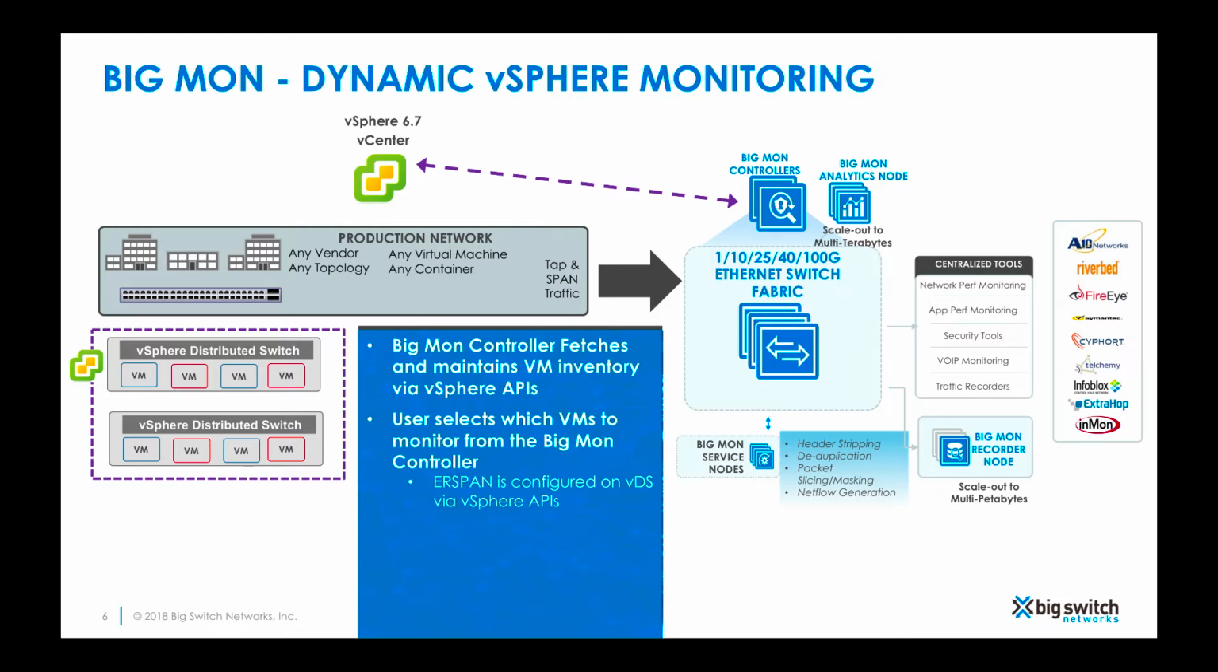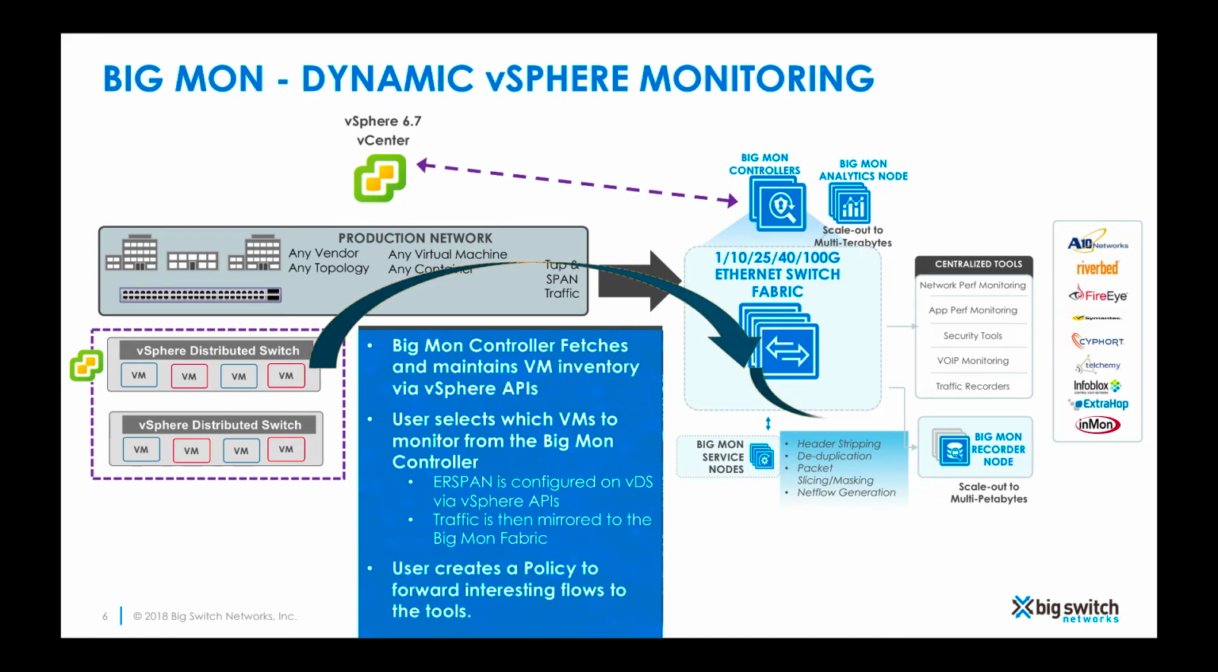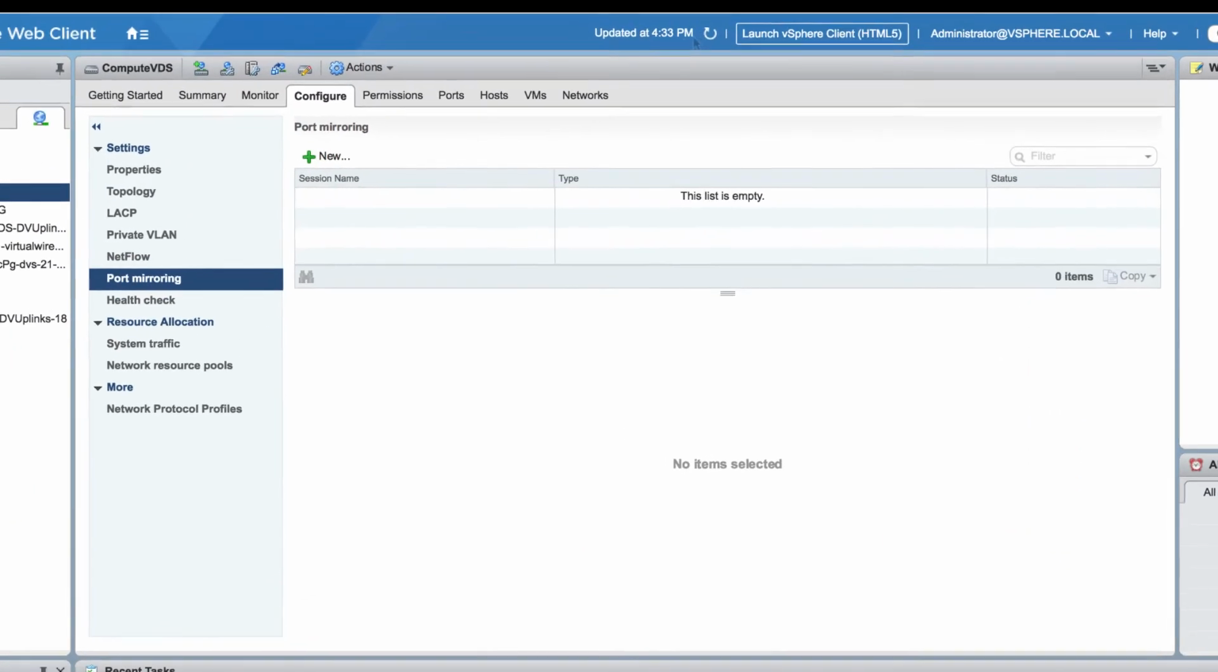After the inventory is populated, the user selects which VM to monitor from the Big Mon controller. Once the VMs are selected to be monitored, the Big Mon controller programs the SPAN session on the VDS using vSphere APIs. The ER-SPAN tunnel is then terminated on the filter interface of the Big Mon controller. Then the user can filter the appropriate traffic and forward it to the tools. Since the Big Mon controller keeps track of the inventory, a VM migrating to another host with vMotion can still be monitored.